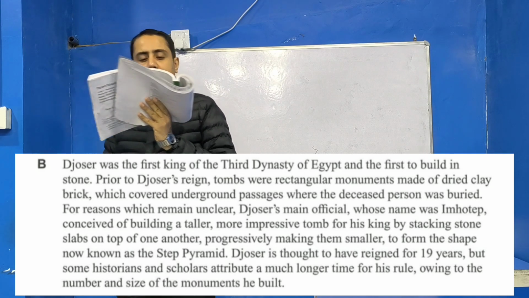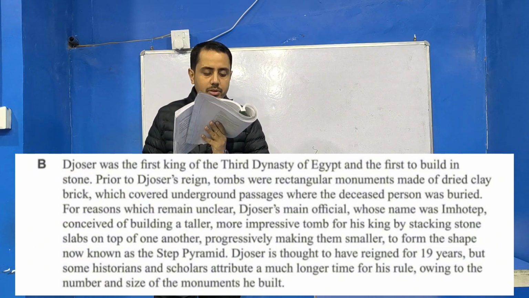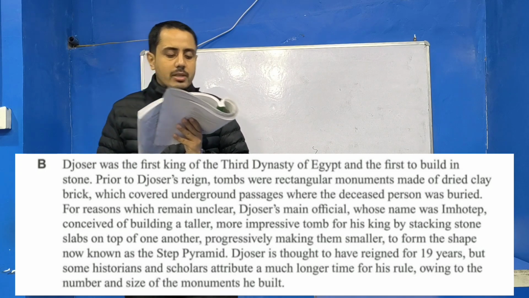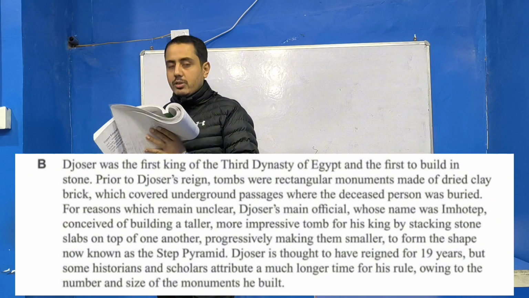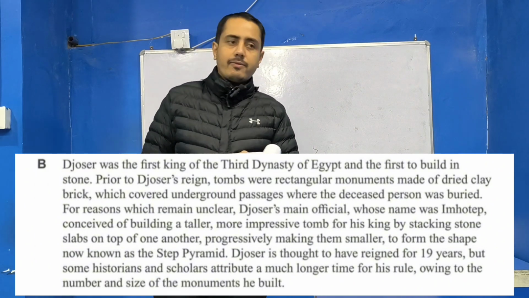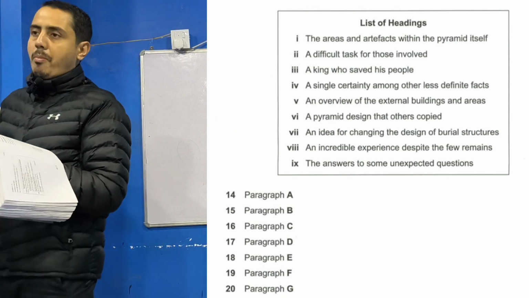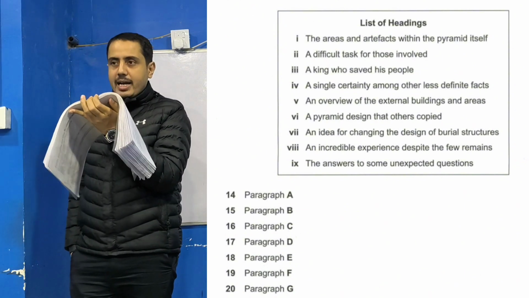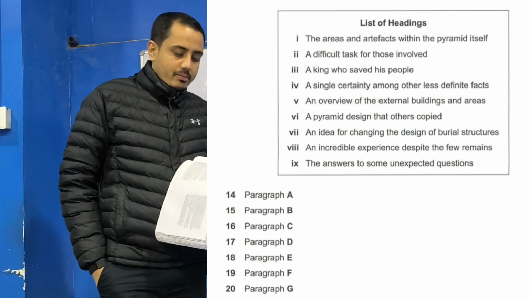Djoser is thought to have reigned, means ruled, for 19 years, but some historians and scholars attribute a much longer time for his rule, owing to the number and size of the monuments he built. So nobody knows how long he ruled, but we know that it was his official Imhotep who changed the design of pyramids. So look at the options here again. Which option do you think best matches paragraph B? Number 7 makes a lot of sense. An idea for changing the design of burial structures from rectangle to pyramid.